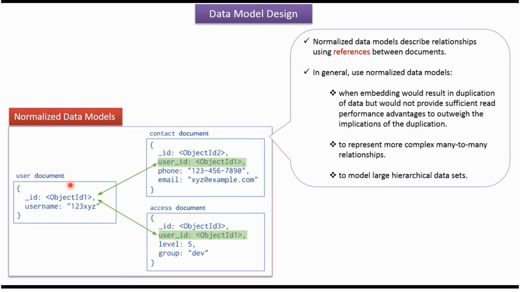In the embedded data model, the related information is stored in the same user document. But in the case of the normalized data model, related information is stored in different collections, and they are related using references. In general, we can use normalized data models when embedding would result in duplication of data but would not provide sufficient read performance advantages to outweigh the implications of the duplication, and to represent more complex many-to-many relationships, and to model large hierarchical data sets.